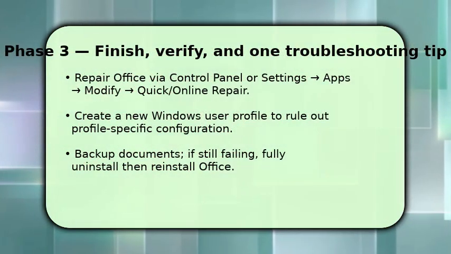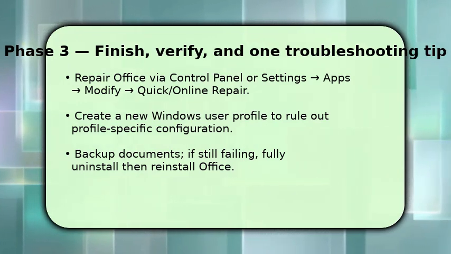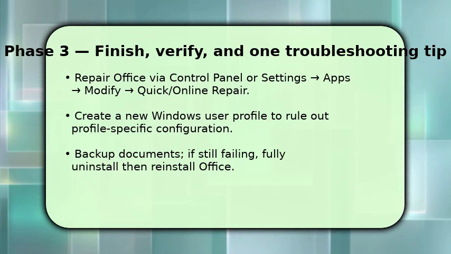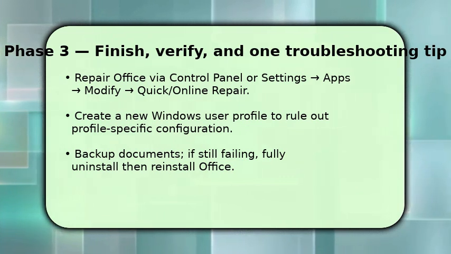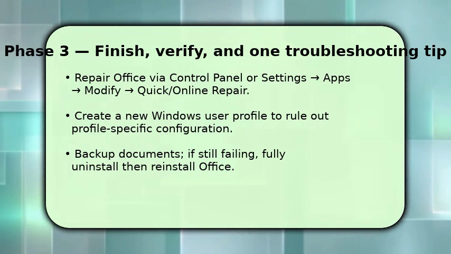If document-level fixes fail, repair the Office installation through Control Panel or Settings > Apps > Modify. Try Quick Repair first, then Online Repair if needed. Once done, test typing in Word under your account.